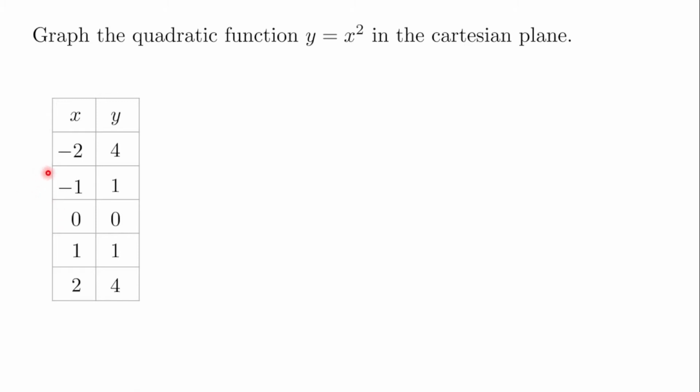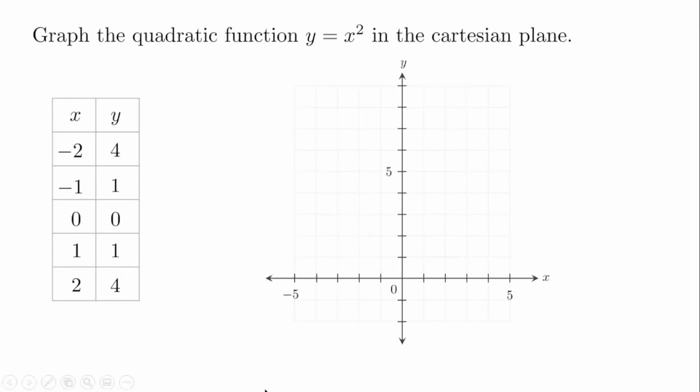Yung mga points na yan, negative 2, 4, negative 1, 1, 0, 0, 1, 1, and 2, 4. So, pwede natin yung i-plot sa Cartesian plane. Okay, gawa tayo ng Cartesian plane. Huwag kalimutang ilagay yung 0 sa origin. Lagyan ng label yung mga axis, so the x-axis and the y-axis. And para hindi magulo yung numbering, so by 5 na lang, we have 5 sa x, negative 5 sa kabila, and 5 na lang sa y. Okay? So let's plot the point negative 2, 4.